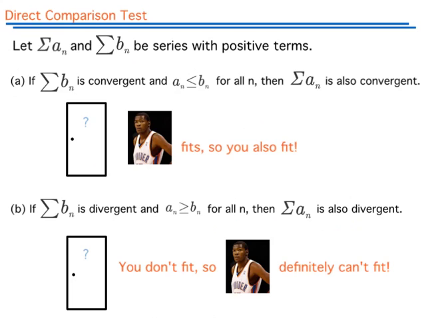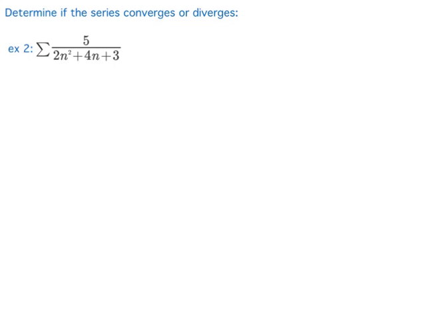So let's look at some examples. Okay, we want to know convergent or divergent. I have the sum of 5 over 2n squared plus 4n plus 3. Okay, and just to go through again, is this geometric? Nope, not geometric. Is it a p-series? Nope, it's not a p-series. Will nth term test do anything for me? Nope, nth term test is going to fail me. I'll get 0 for my limit.